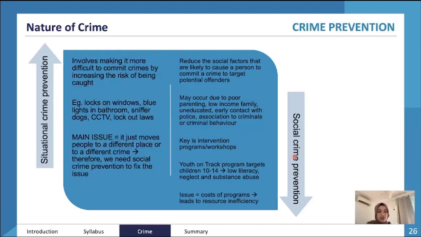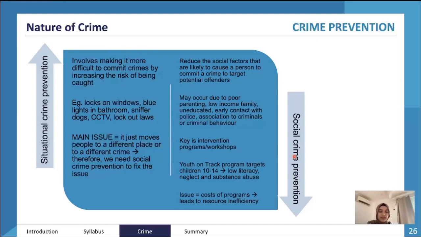So what's the main issue here? It just moves people to a different place to commit the crime. If somebody sees that there's CCTV in a certain shop, but then they go to another shop and there's not, they'll just commit the crime there. Or if they see that there's blue lights in a certain bathroom, they may just go to another bathroom where there's not blue lights. So although it's creating a situation where it's preventing crime, it may just take the crime elsewhere. Therefore, we need to really dig deeper.